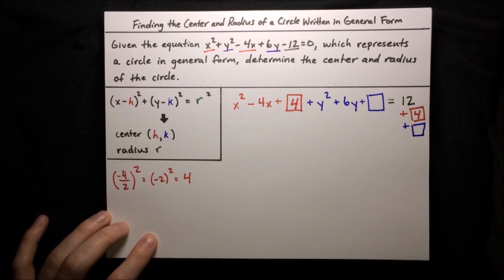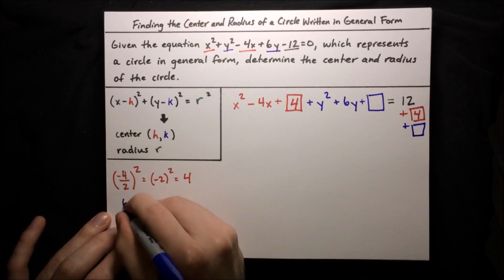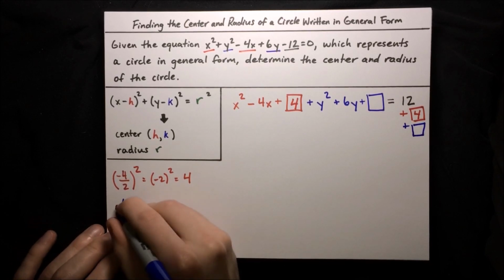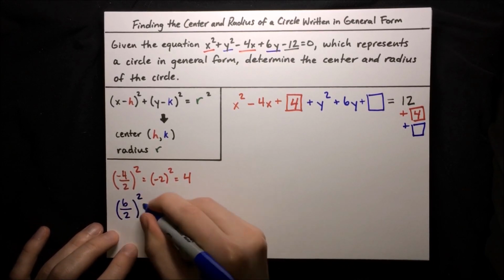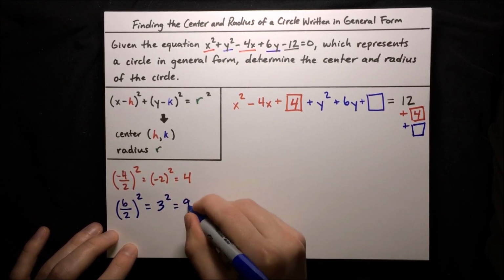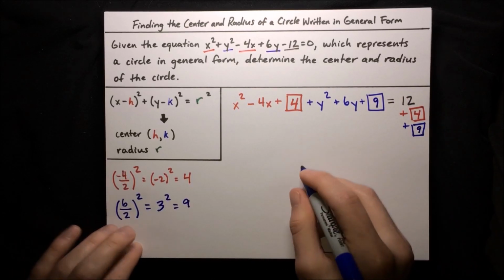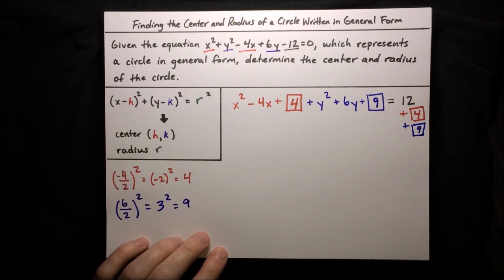And now for y, it's the same idea. So take the y coefficient, which is 6, and divide it by 2 and square it. 6 divided by 2 squared is just 3 squared, which is just 9. So 9 is going to be the number that we add for y. Okay, so now let's write this down again.